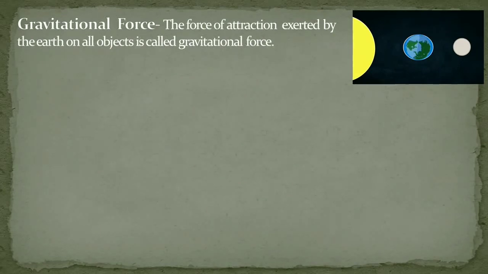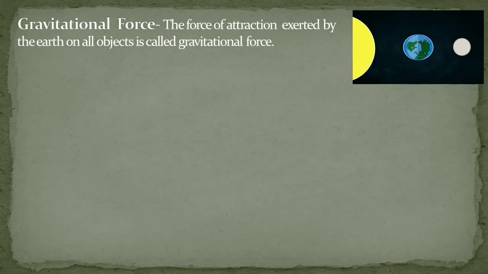Clear? So in non-contact forces, first we will see the gravitational force. This is very easy for you to understand. Okay, suppose a ball dropped from a height falls down. What pulls the ball down? The pull of the earth moves the object downwards, and this pull is called the gravitational force. So the force of attraction exerted by the earth on all objects is called the gravitational force.